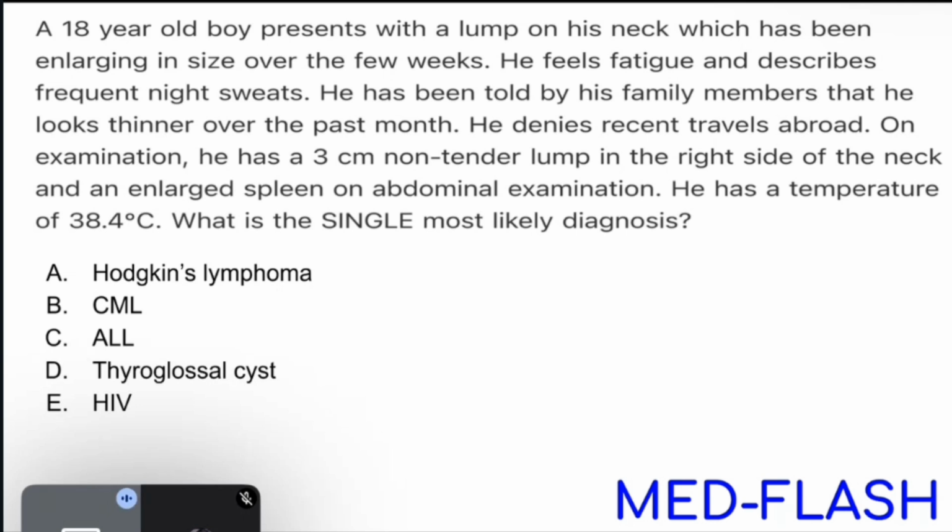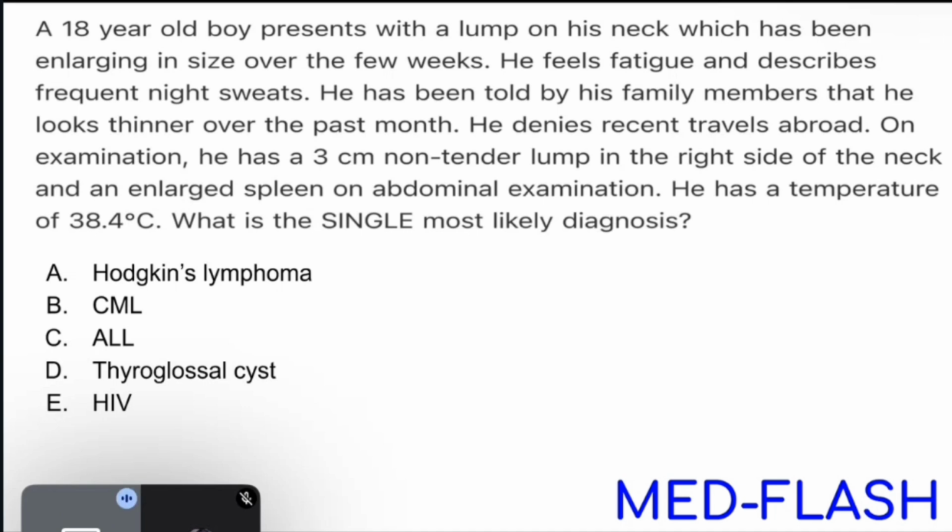Okay, so this is the typical question I was talking to you about. So, these guys are trying to confuse us with all the information that they can bombard us with. So, you can see the characteristic fatigue, night sweats, as well as a 3 centimeter non-tender lymph node in the right side of the neck, which is the right supraclavicular lymph node, and an enlarged spleen. Also, you can see a mild elevation in the temperature, which is 38.4 degrees centigrade.